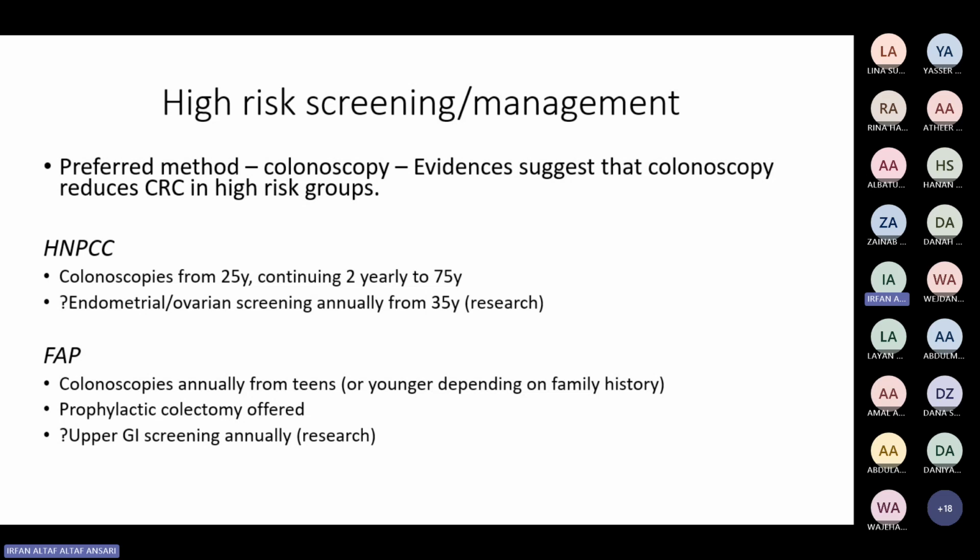If you have a documented case of familial adenomatous polyposis, you have to start colonoscopy from the teens or even younger, depending upon the family history. You always offer the prophylactic colectomy. You take out the affected area of the colon. Upper GI screening you also do, because there are high chances of intestinal and gastric carcinoma also. So you do annual upper GI screening. And you also put your patient on aspirin or COX-2 inhibitor as a prophylactic measure.